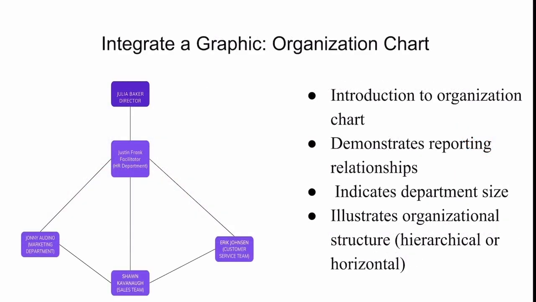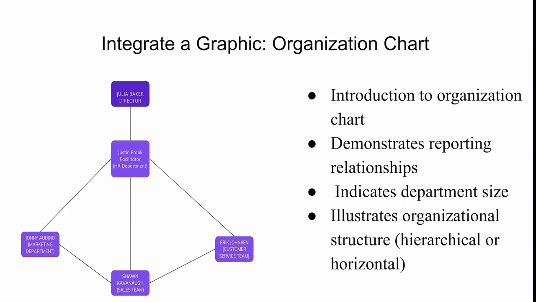Before we conclude, let's take a quick look at an organization chart. An organization chart is among the most familiar and shows the reporting relationships within an organization. It can show who reports to whom, how many people are within a certain department, or how hierarchical or horizontal the organization is.